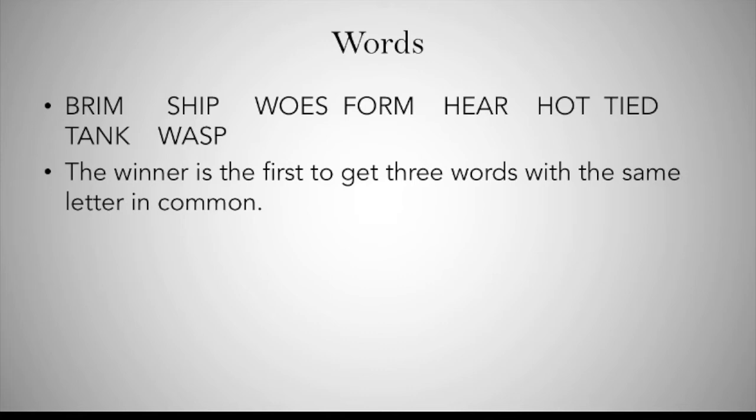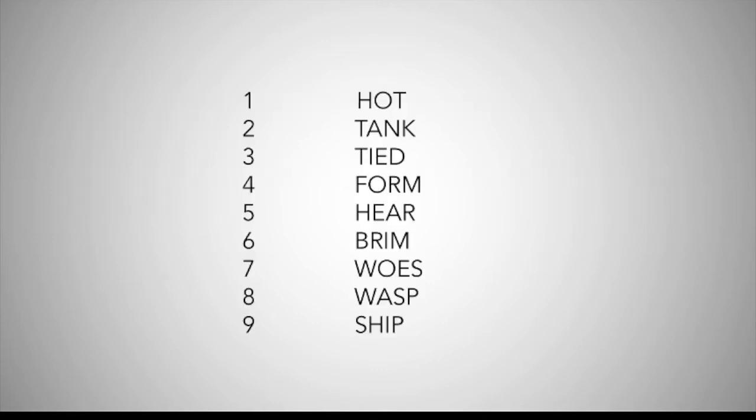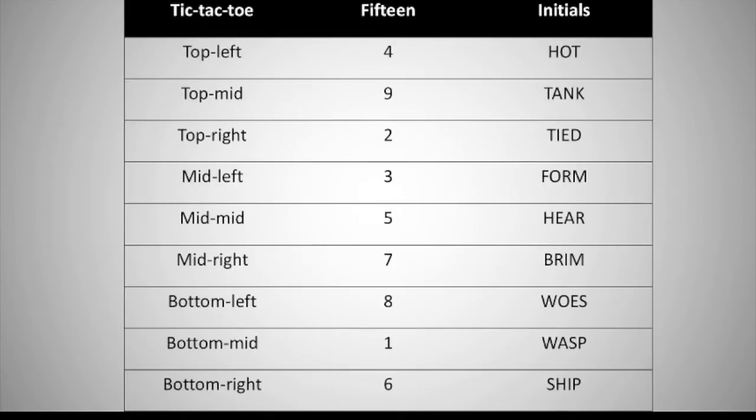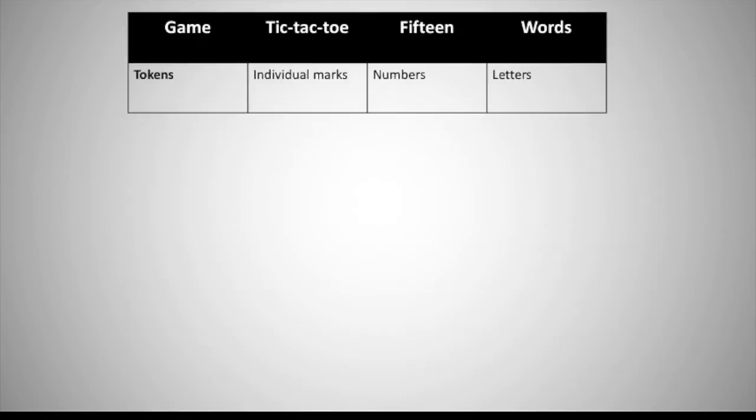And the winner is the first to get 3 words with the same letter in common. And well, you can see how this game went by mapping the corresponding actions. The idea is that here you have the parallelisms between tic-tac-toe, 15, and initials. So you have a characteristic in terms of the numbers, in terms of the squares, and in terms of the words. But you can see that in a sense, all the 3 games are the same game. It's just that you can distinguish the kind of tokens in each game.